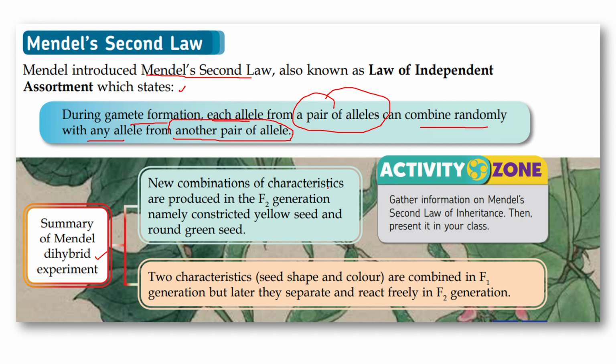The new combinations of characteristics produced in the F2 generation, namely yellow constricted seed and round green seed. The 2 characteristics, seed shape and seed color, are combined in the first filial generation, but later they separate and react freely in the F2 generation, the second filial generation.